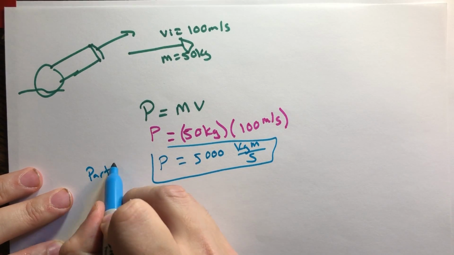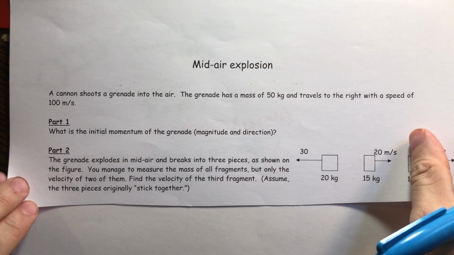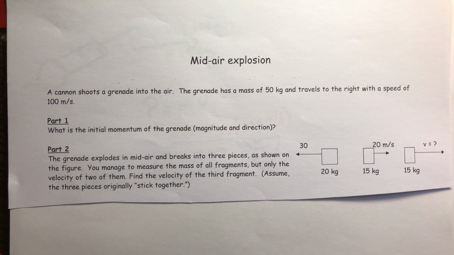So that's our part one. Not too bad to start out with, but we're going to bring it back and look at part two. Now the grenade explodes in midair and breaks into 3 different pieces. I have a picture there to give us the basic idea, shown on the figure. You managed to measure the mass of all fragments. I'm not sure how, but you did it, but only the velocity of 2 of them.